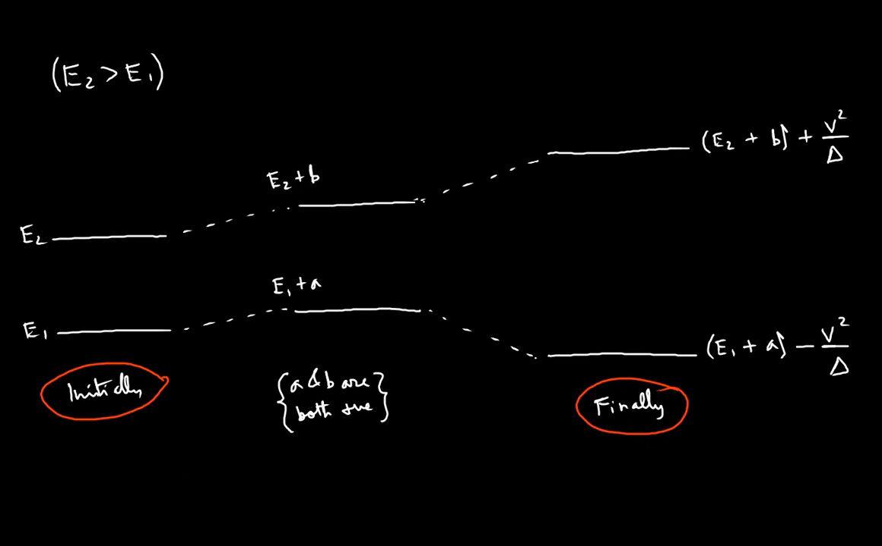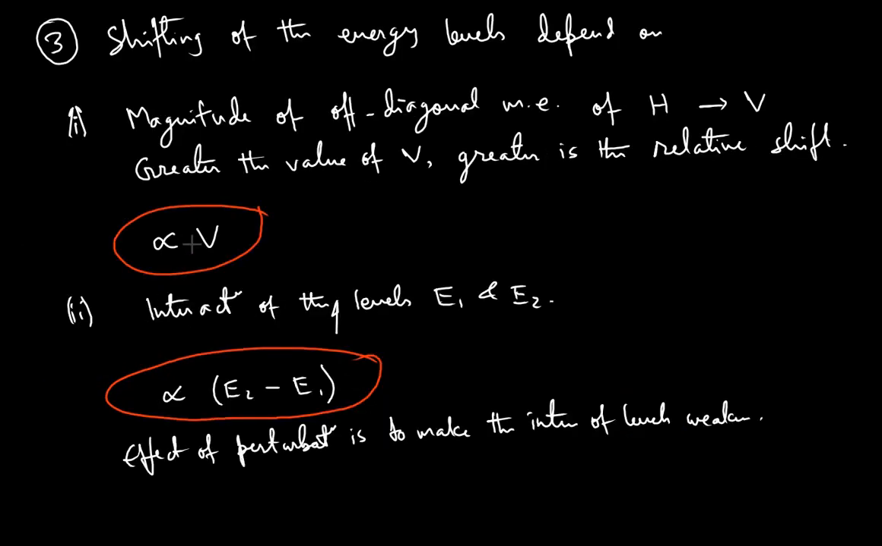Now you see, sometimes it is important to compare these two. That means the effect of the off-diagonal matrix element with that of the unperturbed energy. This E1 and E2 is basically your unperturbed energy, right? And sometimes we try to compare them. So now let us try to compare V and E2 minus E1.